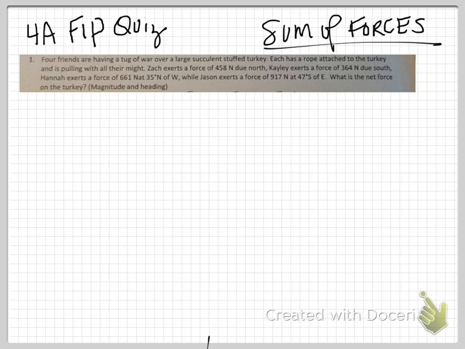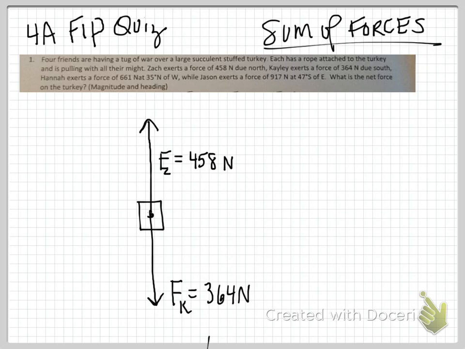So this puts together several concepts that you've been working with, such as finding sum of forces on each axis and resolving vectors into their components. Let's start off by drawing a free body diagram. So I'll start off by drawing in the forces that are on the y-axis. We have the force of Zach with 458 newtons due north, and the force of Kaylee with 364 newtons due south.